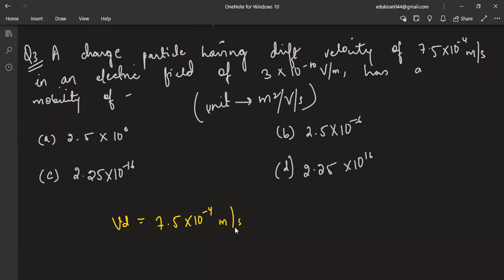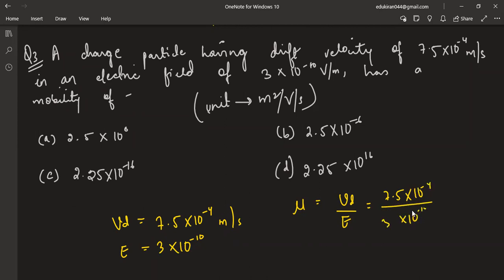Yes, Anna, right. So electric field is 3 into 10 to the power minus 10. Yesterday only I told you mobility is the ratio of drift velocity and electric field. So drift velocity 7.5 into 10 to the power minus 4 by 3 into 10 to the power minus 10. So this will be 2.5 into 10 to the power 6 meter square per volt per second. A very easy question I gave you, and this is from your previous year NEET only. Now some other questions, let's do from it.